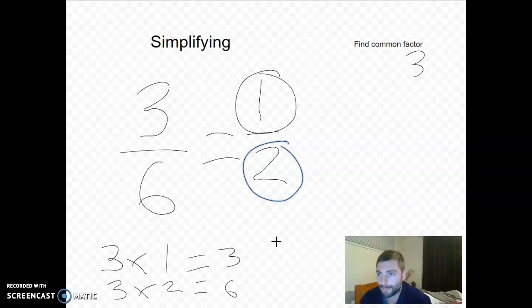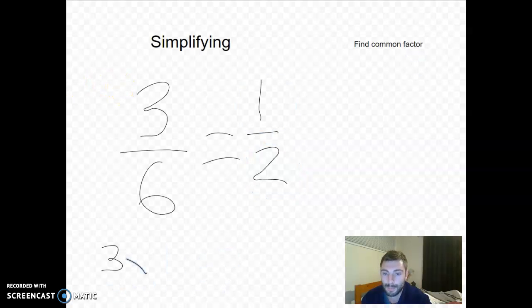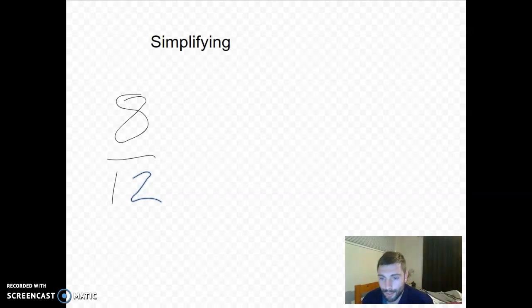Let's do that again. Oopsies. Lost my common factors. Okay, so this time we're going to do 8 over 12. And we're going to find a common factor. So I can look at 8 over 12, and straight to my mind comes the 4 times tables. And I think that'll give us our answer.